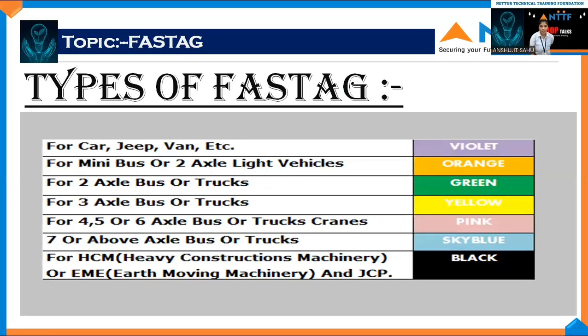Then these are the Fastag types according to the color. There are several types of Fastag IDs available: violet, orange, green, yellow, pink, sky blue and black. Then the violet color is used in car, jeep, van, etc. Then for lightweight purpose, which is having the 2XL vehicle, the orange Fastag ID is used. 2XL buses or trucks use green.